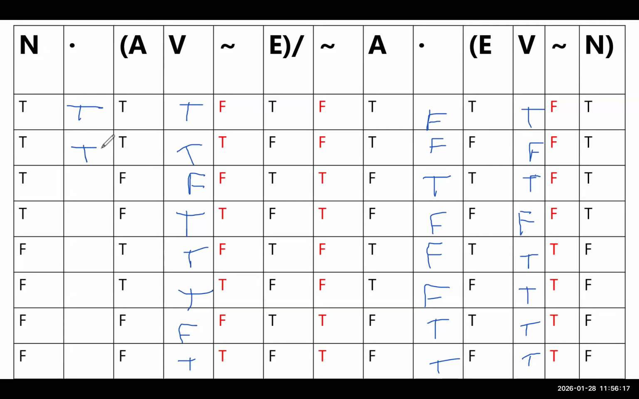True and true is true. True and false is false. True and true is true. Then we have false and true is false, false. The rest all the way down, we got to do false.